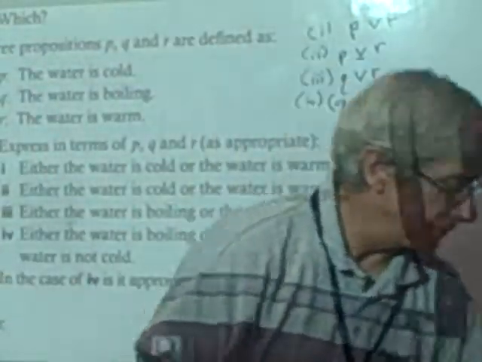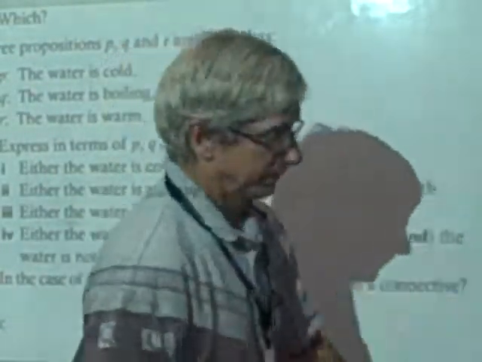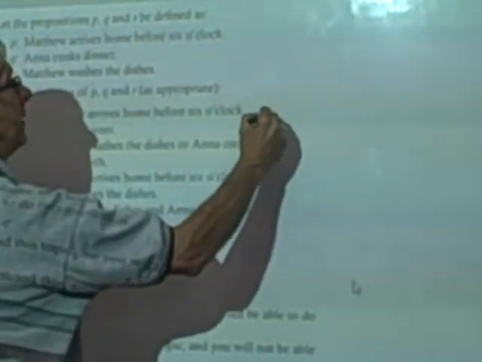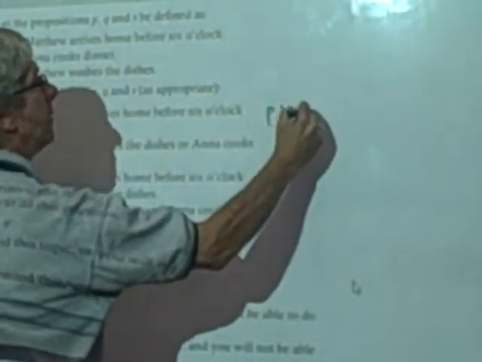Let's look at number 4 now. That's on the next page. We've got propositions P, Q, and R again. I'll try and squeeze in my answer over there on the left. I hope there's enough room. I'll try and write it big enough. The first one says, either Matthew arrives home before 6, so that's P, or Anna cooks dinner, which is Q. So this is either P or Q.